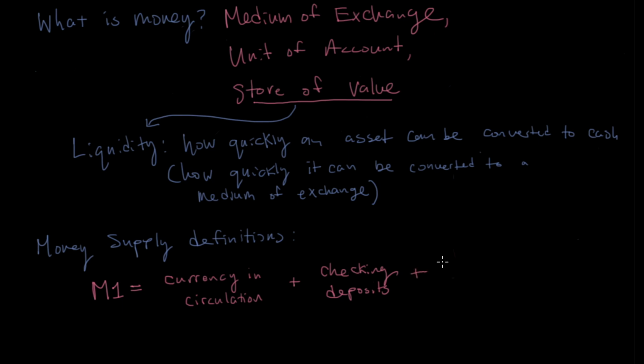The M1 money supply, and these are definitions that come from the Federal Reserve, also consists of traveler's checks, but these days that really isn't an important component. No one really uses them anymore.